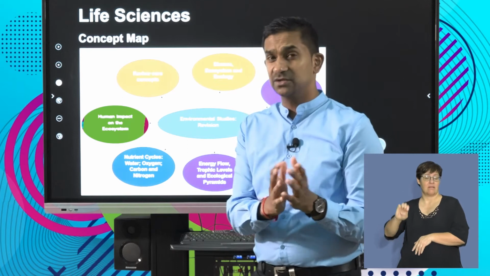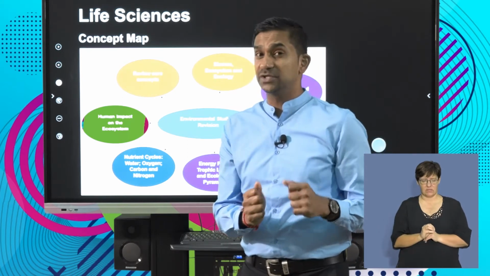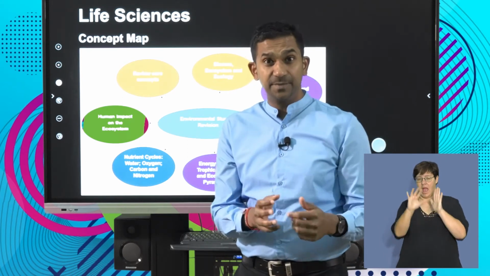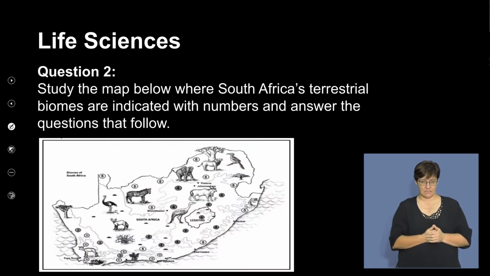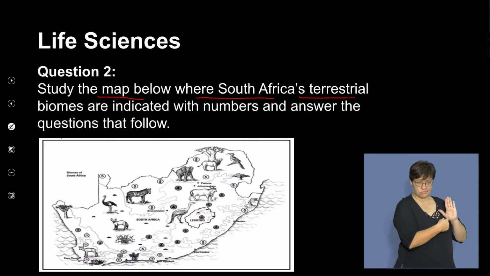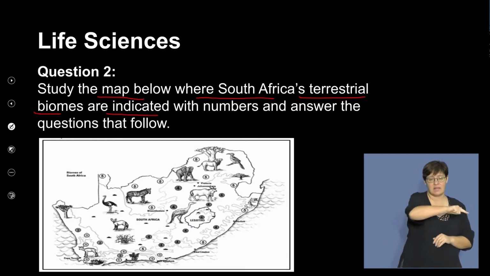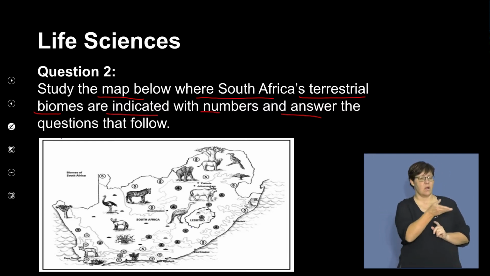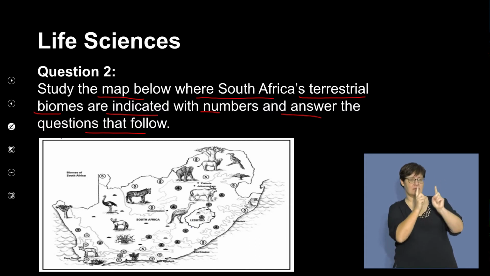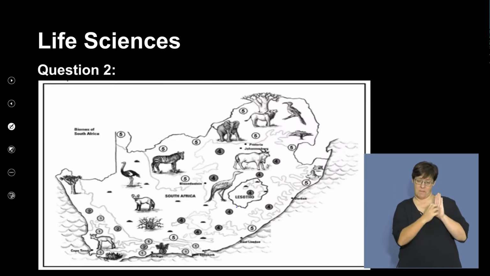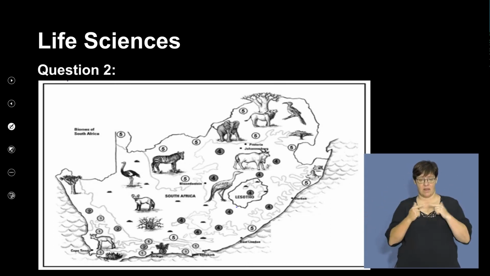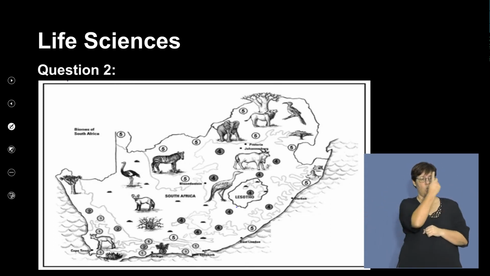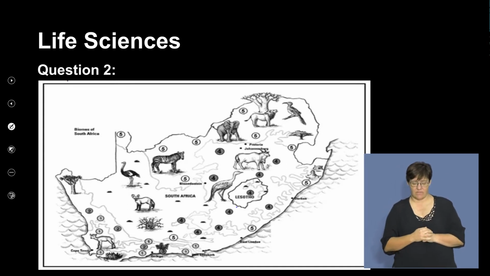So I've got a question on the various biomes. Let's see if you're able to assist me to be able to identify the biomes and questions based on this. So the question reads, study the map below where South Africa's terrestrial biomes are indicated with numbers and answer the questions that follow. So here we've got a map of South Africa, and indicated on this are the various biomes. And these are numbered with numbers, as you can see, numbers 1 to 5. So we've got these various biomes that have been indicated.